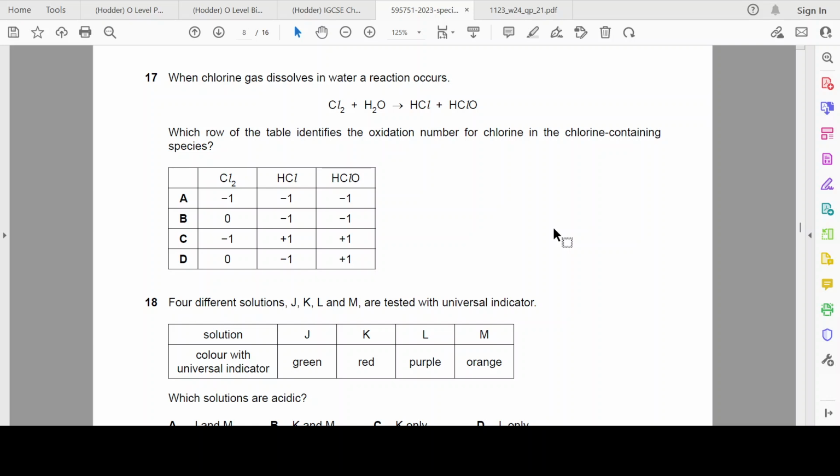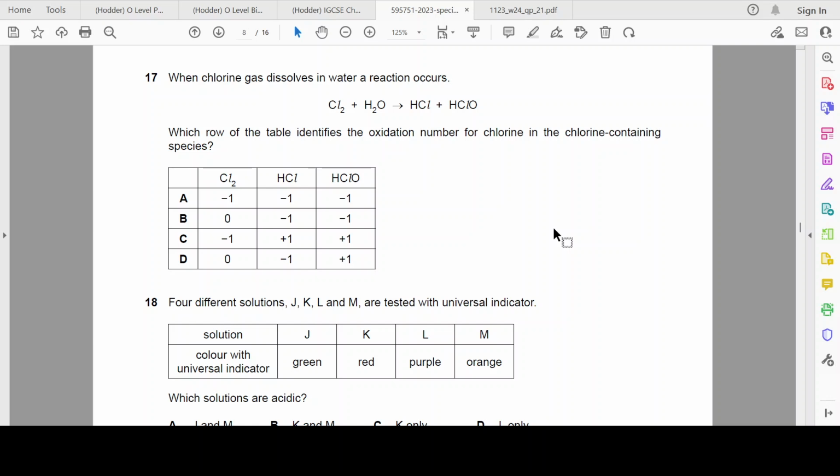Chlorine has gained a hydrogen. It's in group 7, it needs one electron, which it's sharing in this case because it's covalent. It's sharing that electron from hydrogen, and it's sharing its own with hydrogen as well. So chlorine is -1, hydrogen is +1. But you're not asking about hydrogen. So chlorine is -1, and both B and D are still correct. Now it comes to HClO. What is the oxidation number of chlorine in HClO?